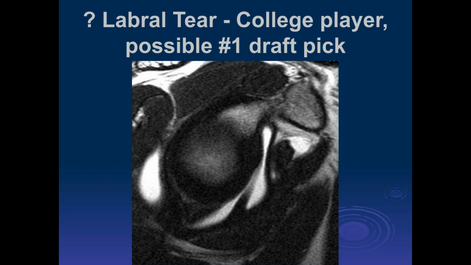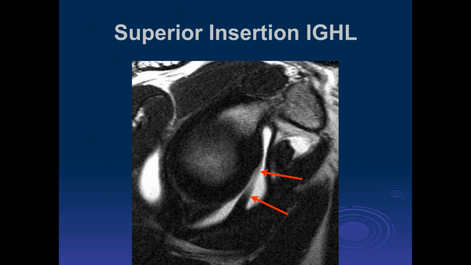So what is this? High attachment of the anterior band of the inferior glenohumeral ligament. So this is a superior insertion of the inferior glenohumeral ligament, which, if you're not aware that this is a normal variant, can be misinterpreted as a labral tear. So this is the person who ended up getting his #1 draft choice.